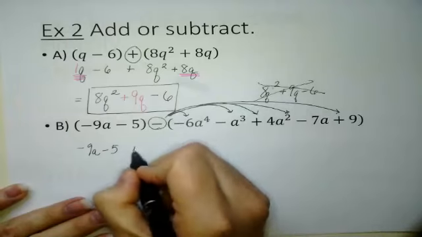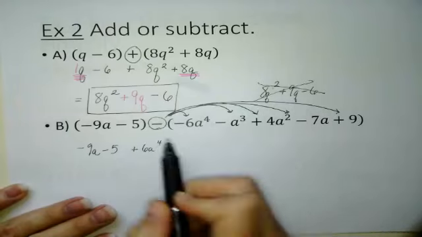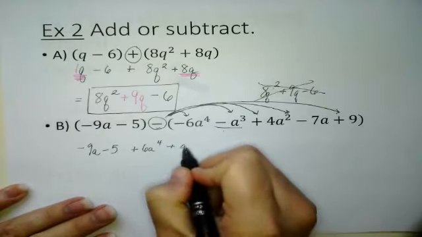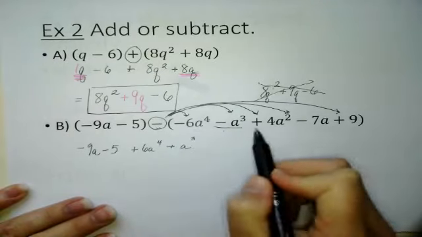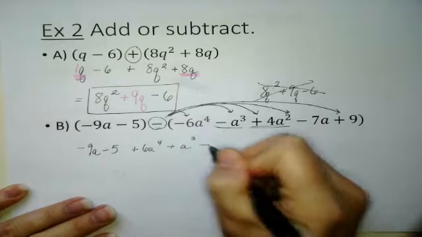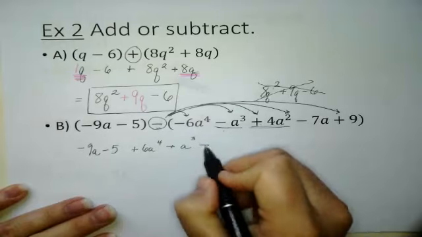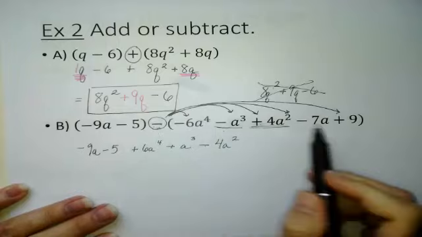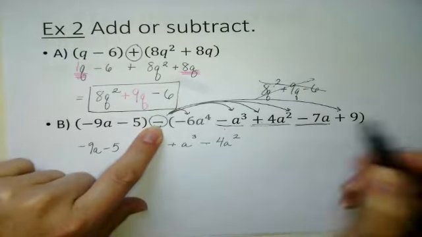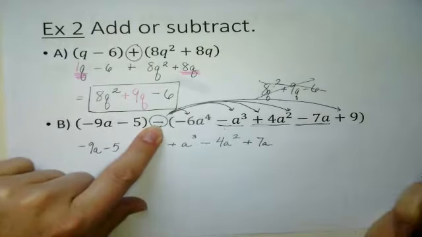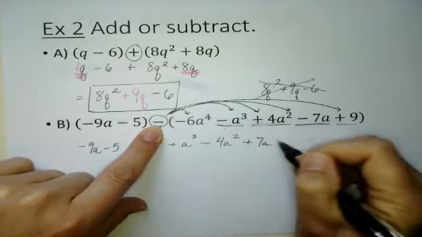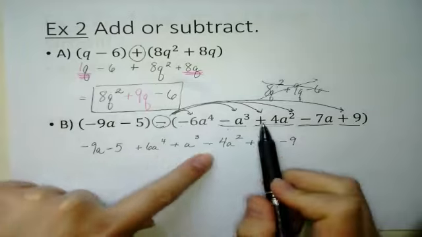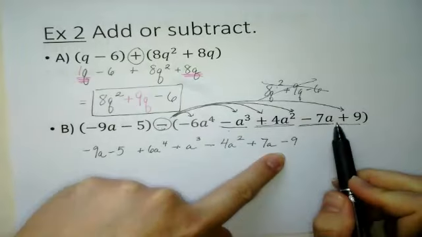Negative times negative turns to a positive 6a to a fourth. Negative times negative a cubed turns to positive a cubed. Negative times positive 4a squared turns to negative. Negative times positive is negative. Really just means change all the signs, the opposite. Negative times negative 7a turns to positive 7a, and negative times positive is negative 9. So it's really just changing all of those signs because it's really saying take the opposite.